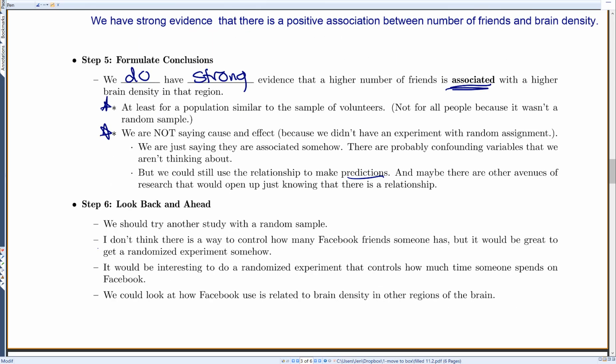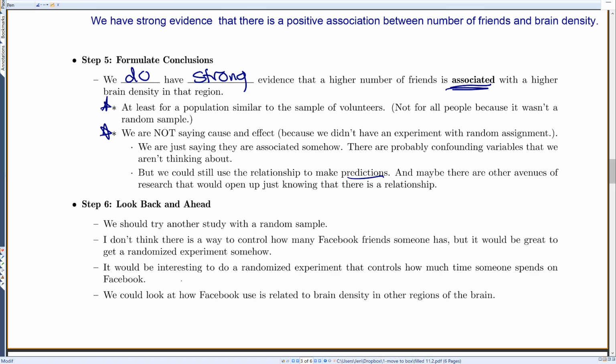Okay. And step 6 is always look back and ahead. So we could say things like, well, maybe we should try another study with a random sample. So we could generalize. Okay, and well, is there a way to make it random assignment? Like, I don't think there's really a way to control how many Facebook friends someone has. But it would be great if we could have had a random assignment, some random experiment somehow, and maybe we could think of a way.